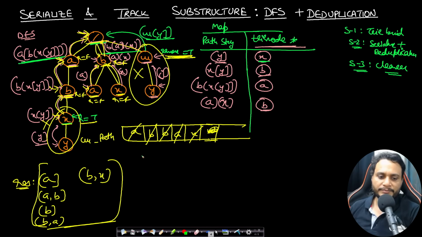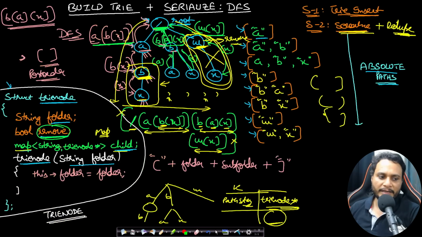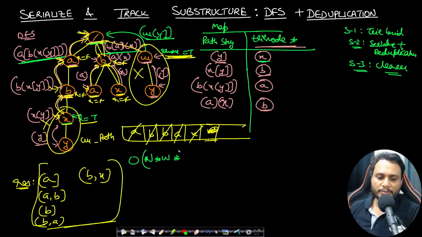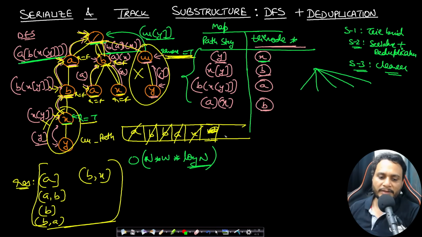Now in this case, if you assume the total number of folders to be n, and each path length is w, then I will say order of n w. And if I have taken an ordered map for maintaining these child pointers, then you can assume that I will be taking log of n, where n is the total number of folders, because lookup in an ordered map will take log n time, and in the worst case all the nodes can be at the next level.